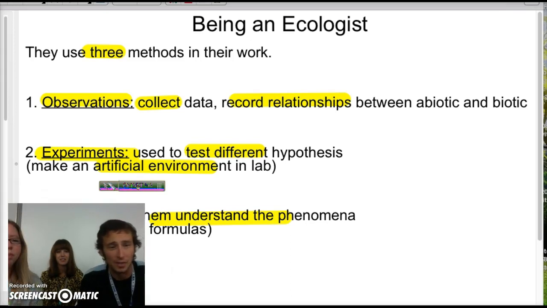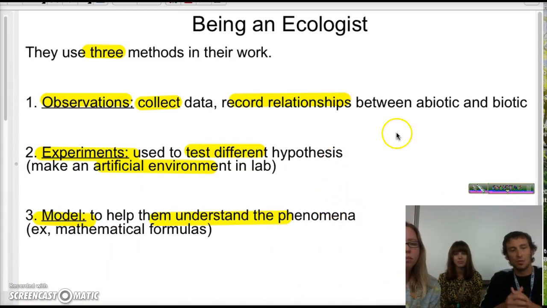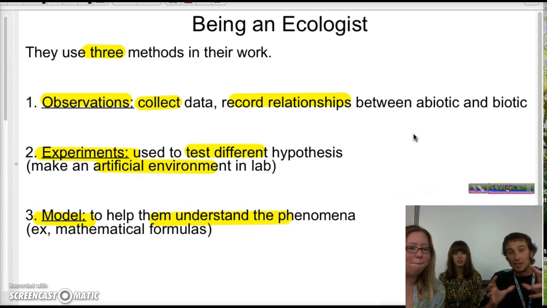This is kind of review here, but there's three methods that they use in their work, just like most scientists. Of course, all scientists work with observations, so things like data collection, recording relationships that they see, specifically between, of course, abiotic and biotic. Remember what those things are, living and non-living. They do experiments, so they test different hypotheses. They set up closed system artificial environments in the laboratory setting or maybe larger. And they also do some modeling where they use mathematical formulas to try to understand certain phenomena.